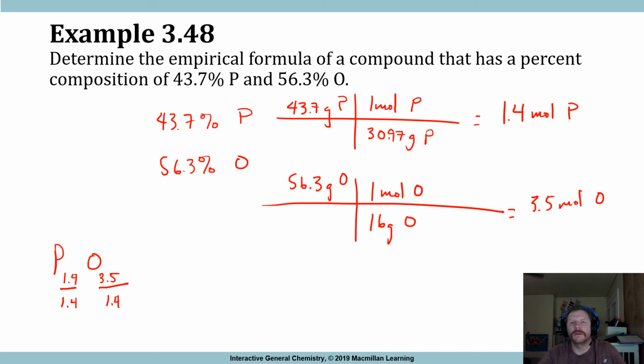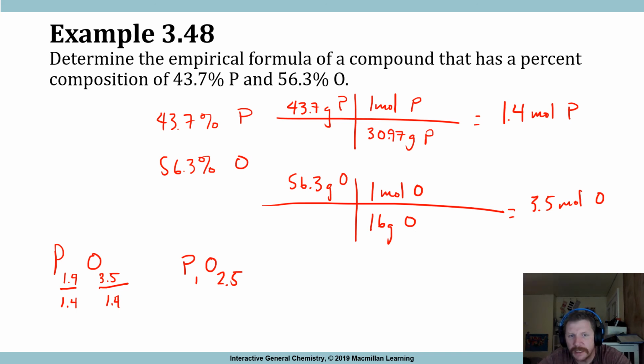So I'm going to say 3.51 divided by 1.41. That's going to give me an answer of P1O2.5. Okay, so what I did was I determined the number of moles of phosphorus and of oxygen. Then I related them to one another. The first step alone, simply figuring out the number of moles, is great and essential, but you can't figure out an empirical formula until you relate the two substances to one another.